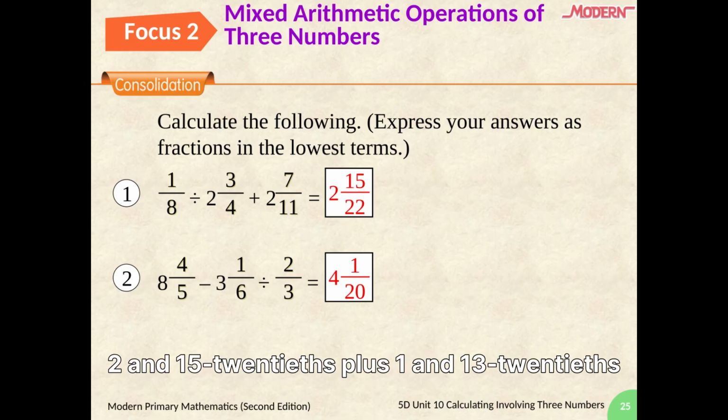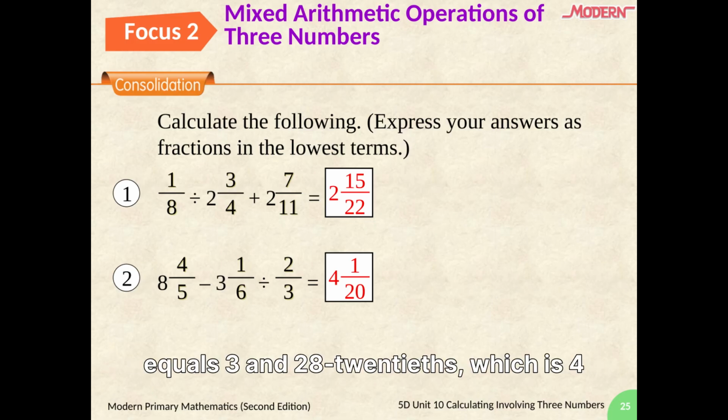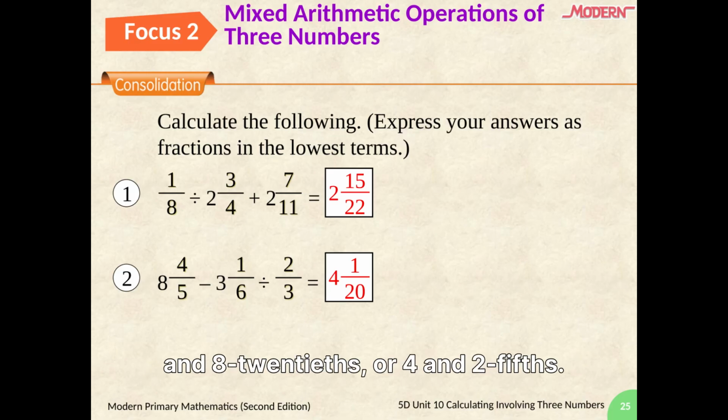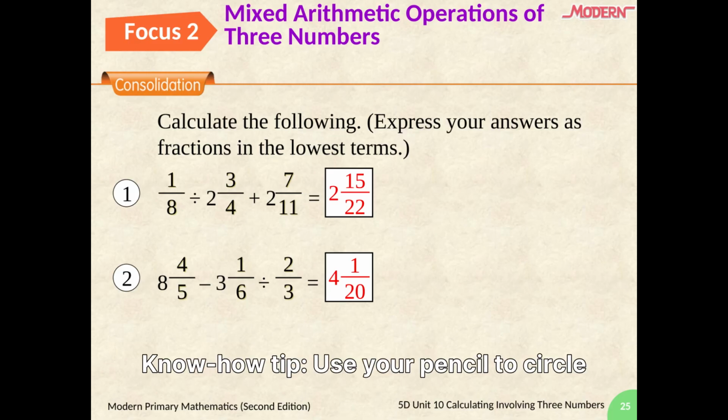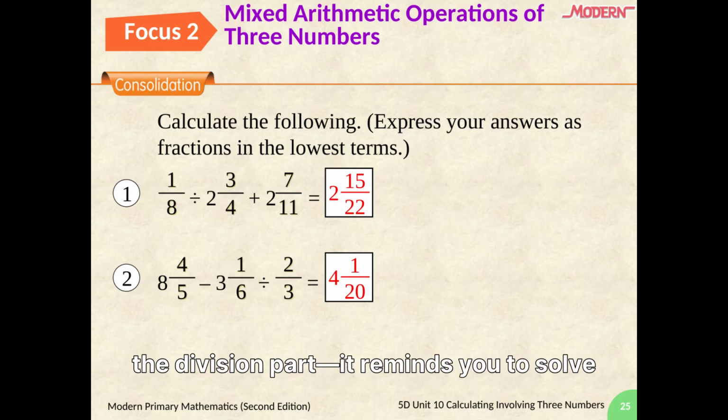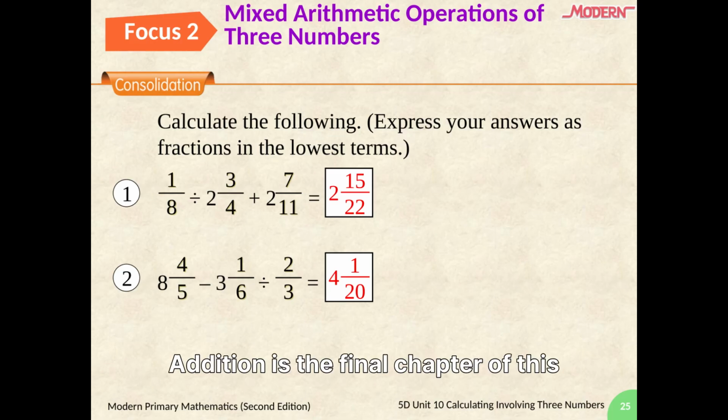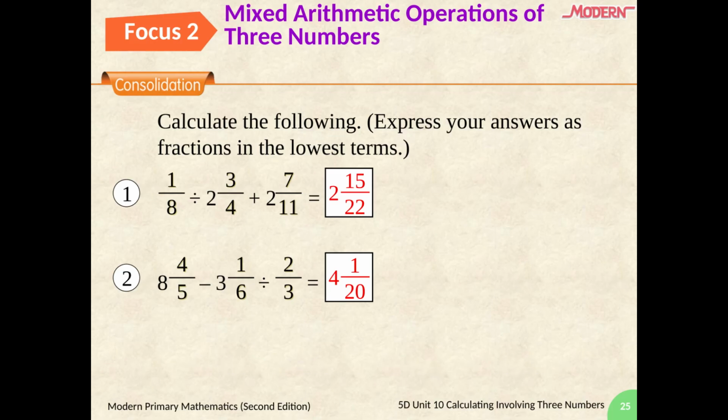2 and 15/20 plus 1 and 13/20 equals 3 and 28/20, which is 4 and 8/20, or 4 and 2/5. Know-how tip: use your pencil to circle the division part. It reminds you to solve that first. Addition is the final chapter of this story.